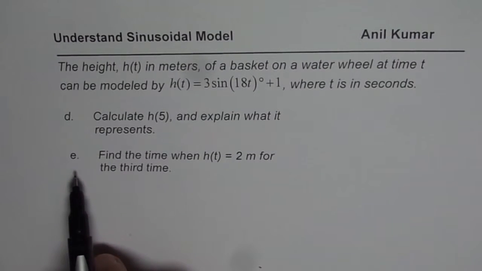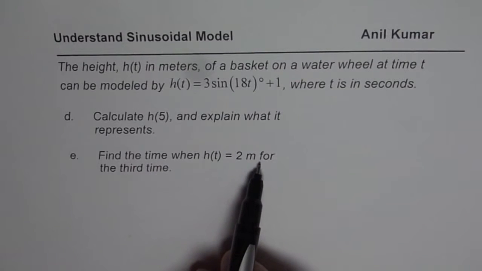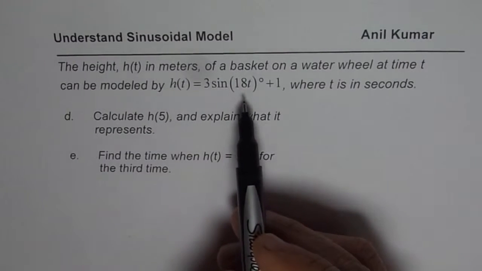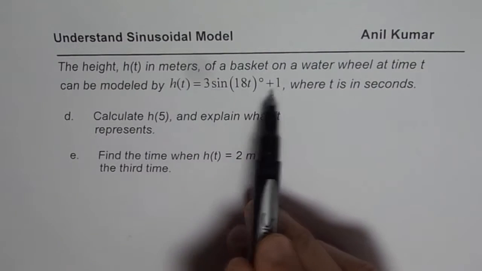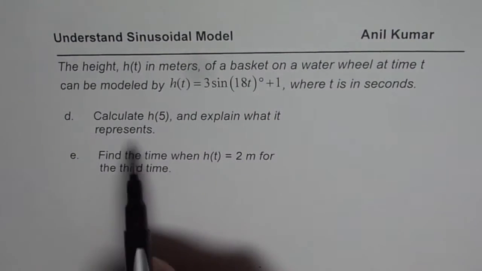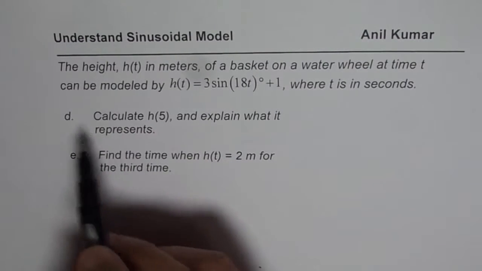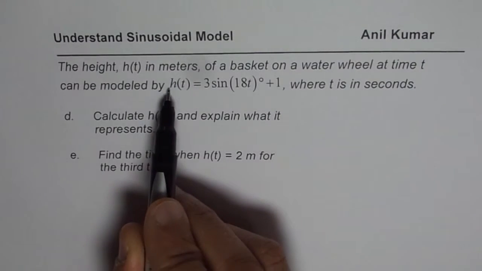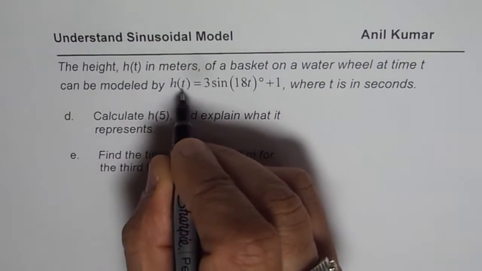And part E is find the time when h of t is 2 meters for the third time. Earlier in the video, we also discussed a few more characteristics like finding the time period, the diameter and the axis of this particular equation. Now, let us understand the meaning of h of t itself. So part D is calculate h of 5. It really means the value of h of t when t is 5.